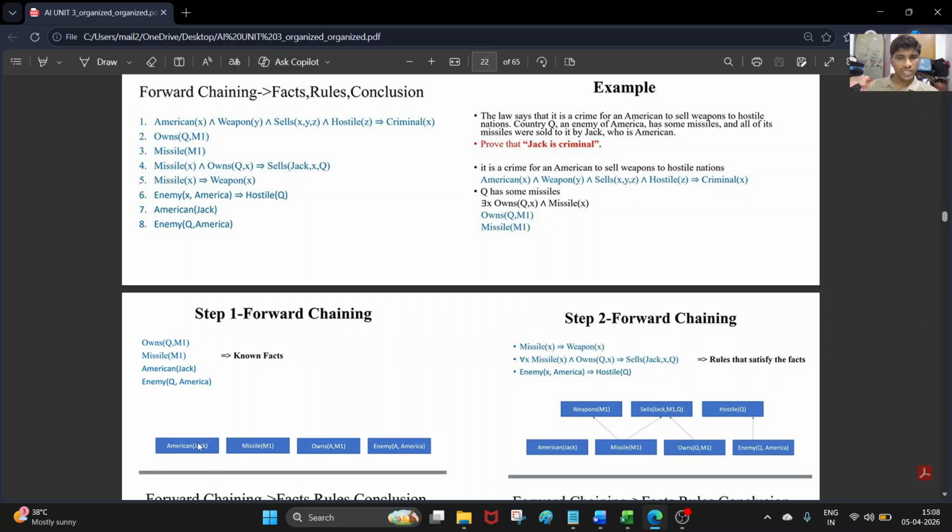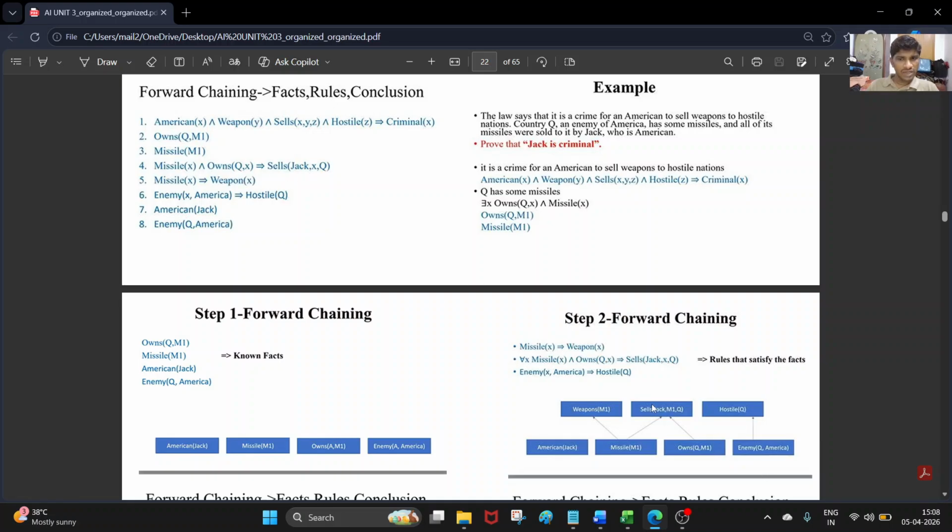Likewise, what is the next fact here? American of Jack. To which does American match? American matches with this. Here we have American in the crime rule, we can match it. Next, what are the facts here? Owns. Where does owns match? So here. So Sell of Jack, we can use this.